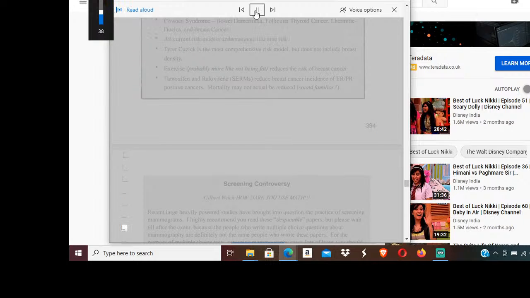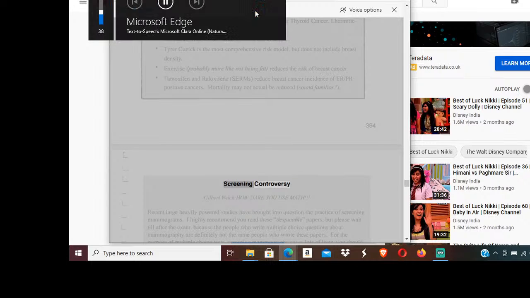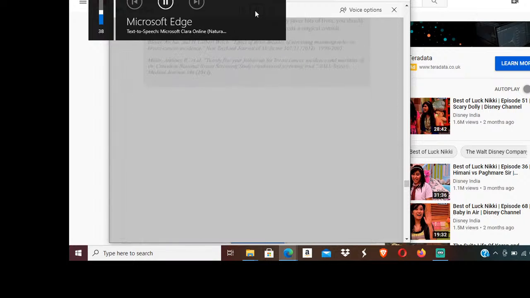Screening controversy. Gilbert Welch, how dare you use math? Recent large, heavily powered studies have brought into question the practice of screening mammograms. I highly recommend you read these papers, but please wait till after the exam, because the people who write multiple choice questions about mammography are definitely not the same people who wrote these papers. For the purpose of multiple choice tests, screening mammography saves lots of lives. You should buy pink ribbons, and low-grade DCIS in a 95-year-old needs a surgical consult.